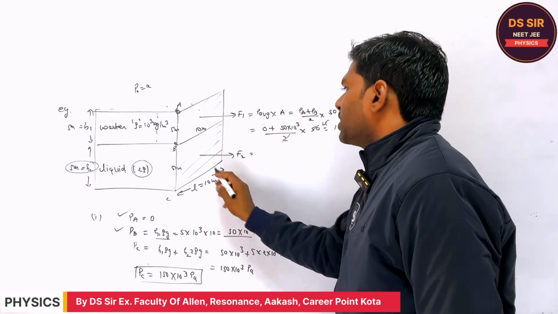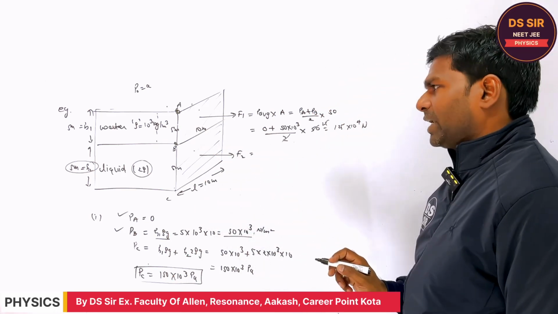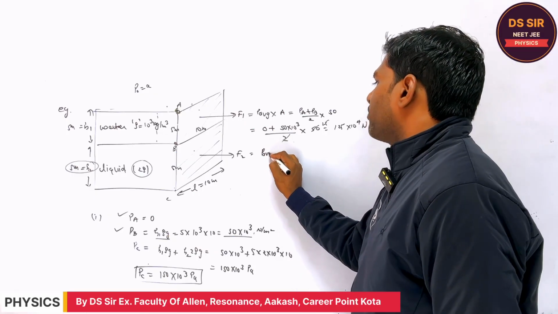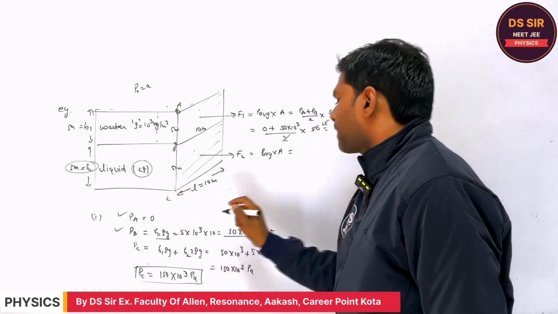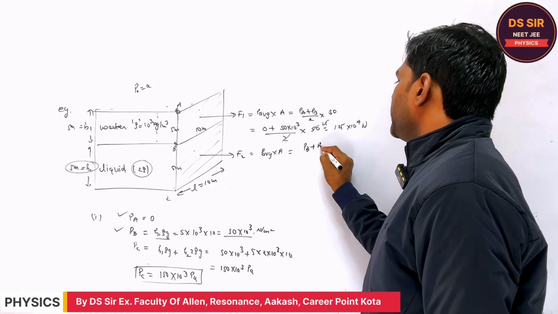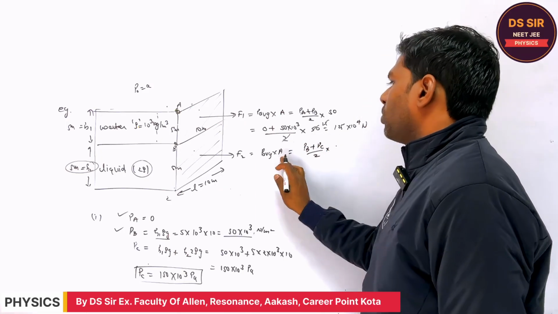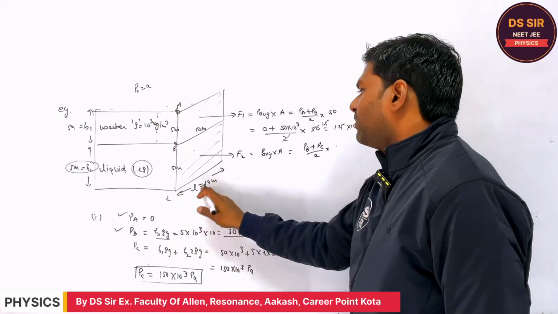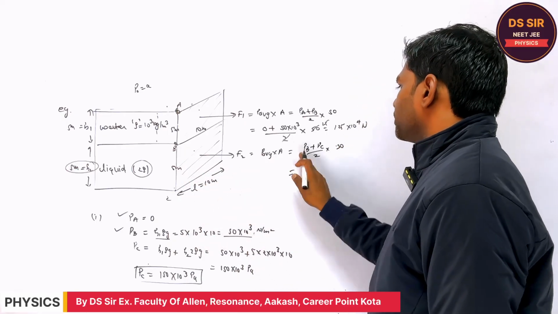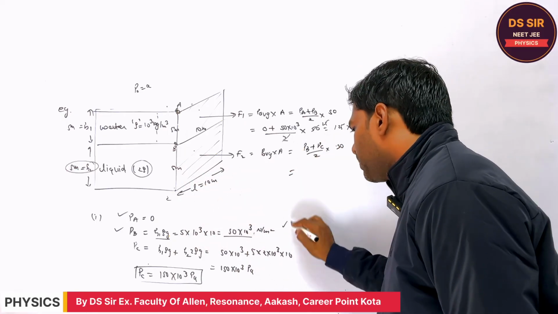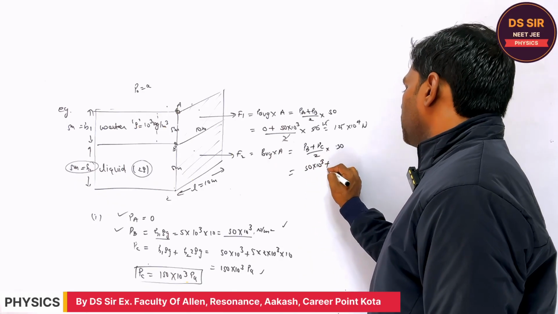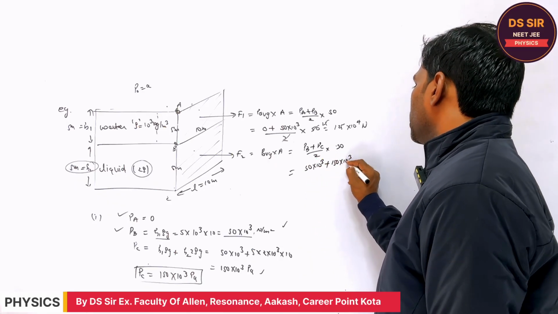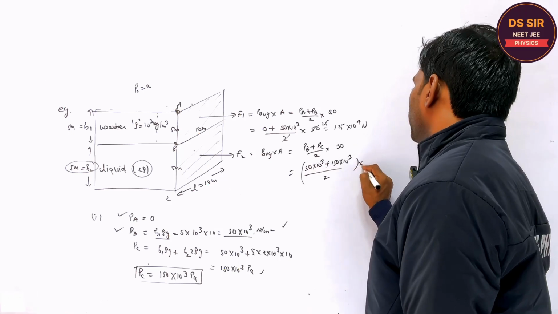In the same way, the average force on this side will be equal to the average pressure multiplied by area. The average pressure is PB plus PC by 2, into area. What is the area? Again 5 into 10, this is 50. This is PB and this is PC. So 50 into 10 to the power 3 plus 150 into 10 to the power 3, divided by 2, into 50.